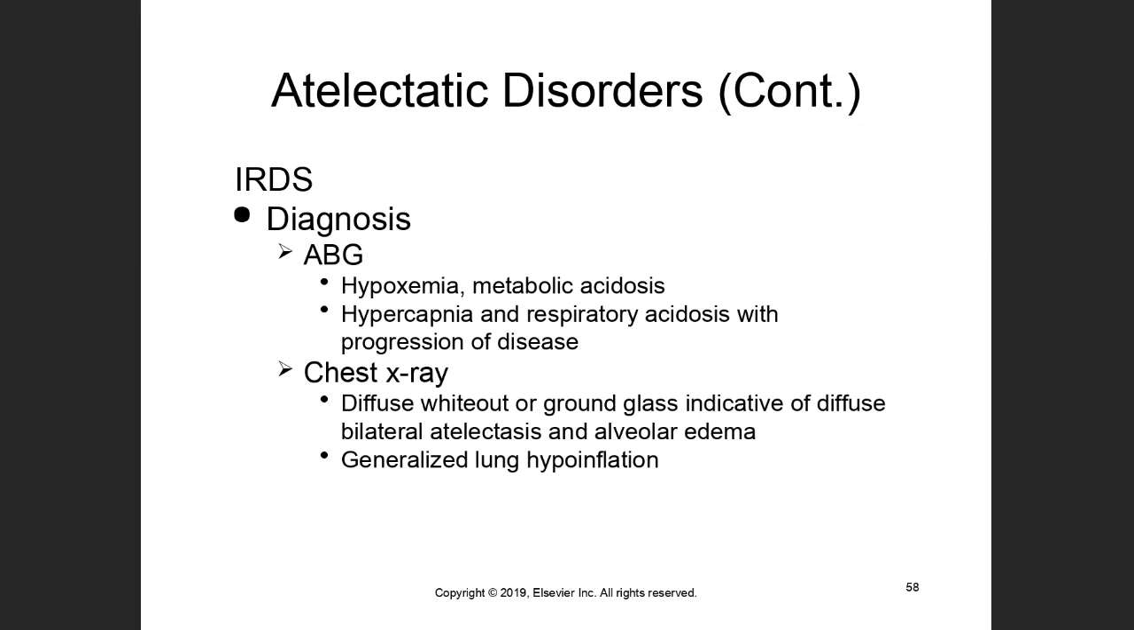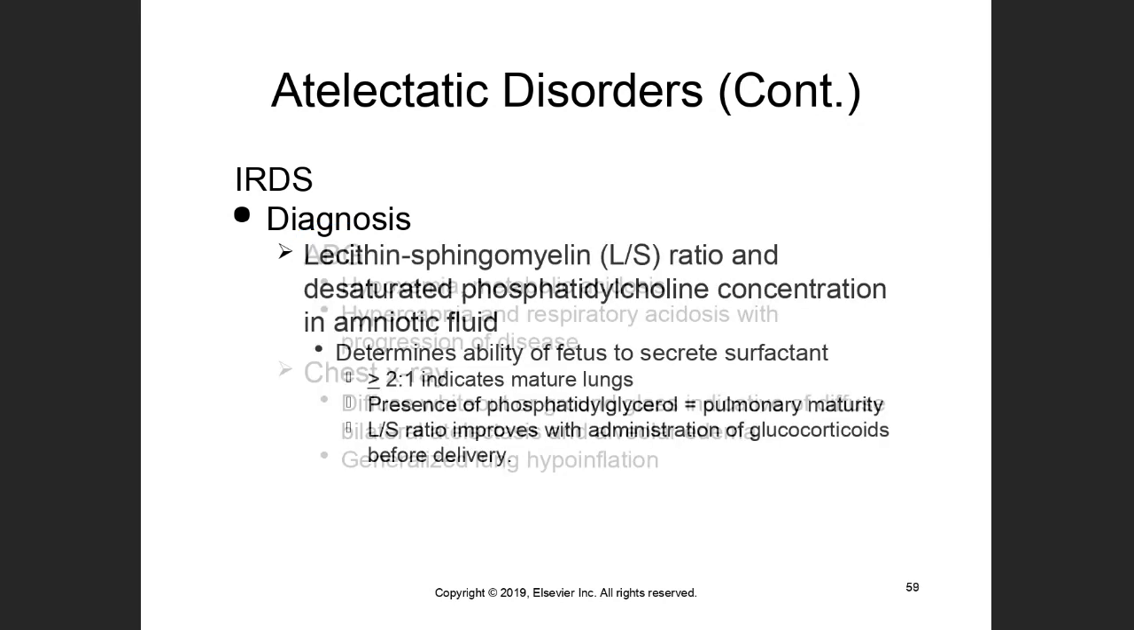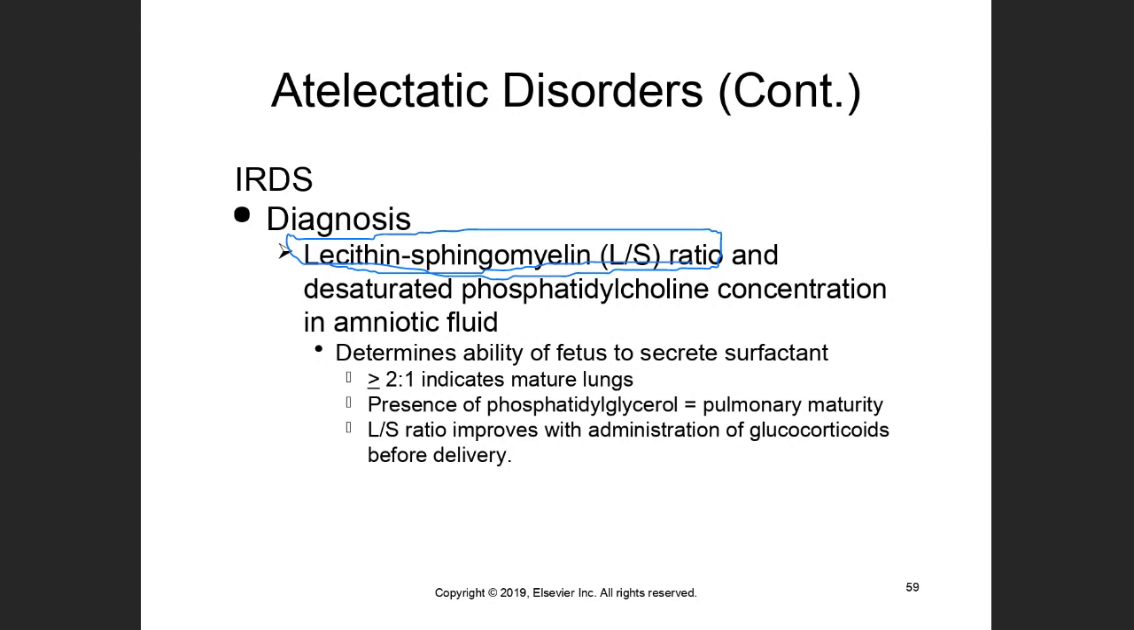Diagnosis, of course, you have to do the ABG and then you have to do the chest X-ray. Okay. Diagnosis, lecithin to sphingomyelin ratio. Nowadays, that is not used. Okay, you don't do this nowadays. Okay, but they used it back then. They used it to see the maturation of the lung. Okay.